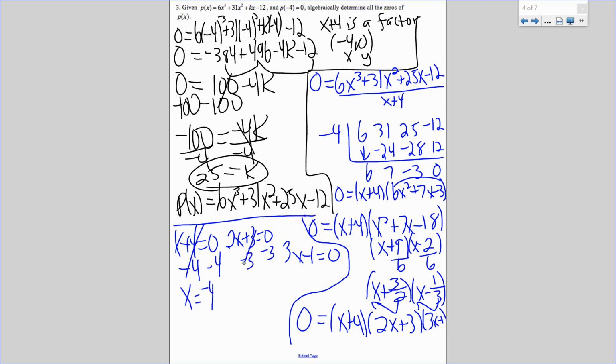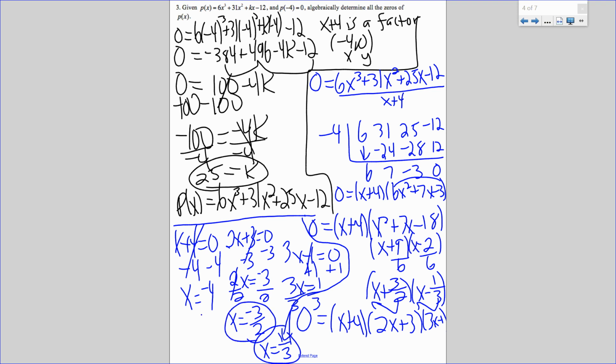Subtract 3, 2x equals negative 3, x equals negative 3 over 2. Plus 1, 3x equals 1, x equals 1 over 3. So it's a little hard to fit it all on one screen, but we found a way.